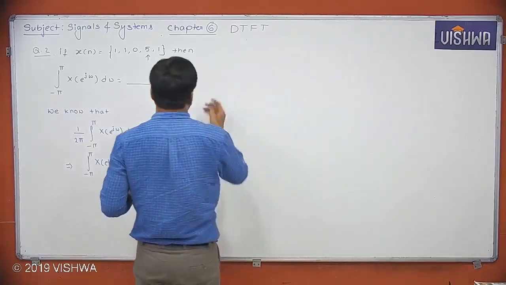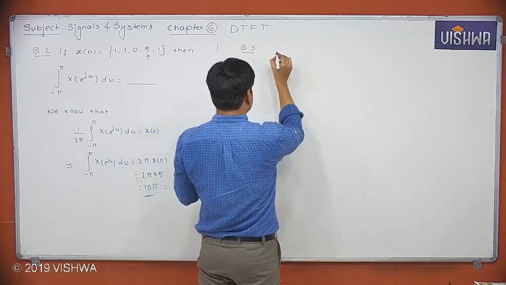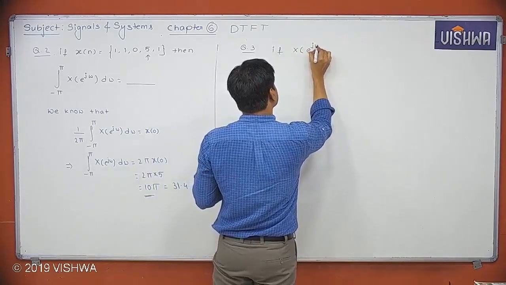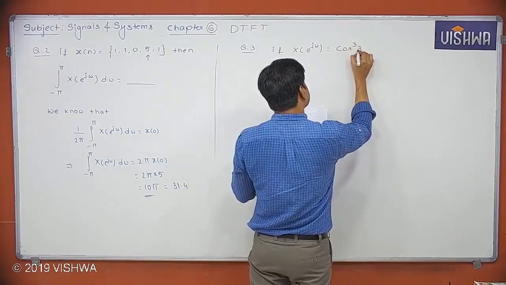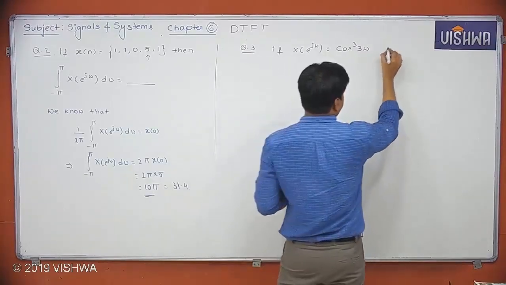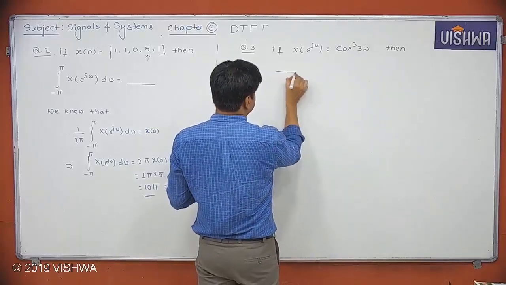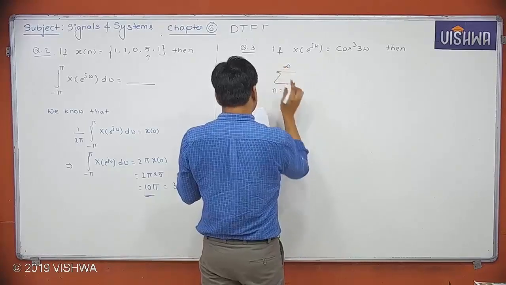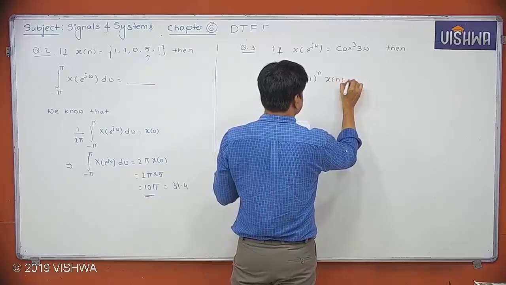Next question. Question number 3. If X of e power j omega is equal to cos cube 3 omega, then summation n is equal to minus infinity to infinity of minus 1 whole power n x of n is equal to dash.